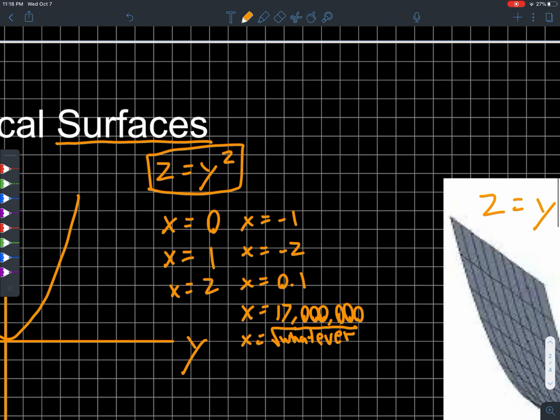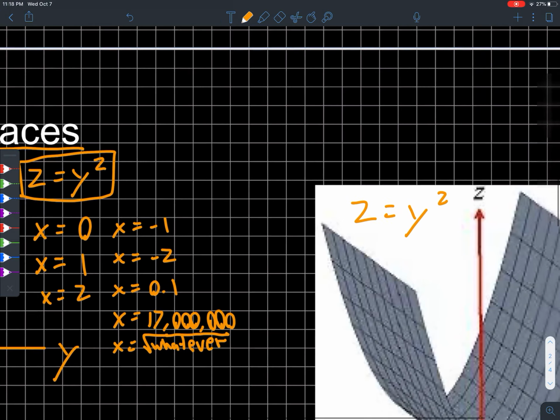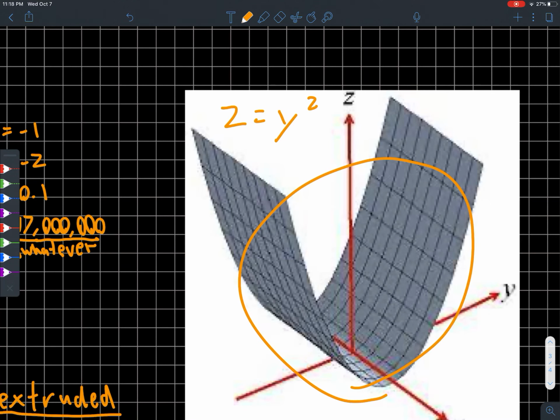So here, this parabola is defined by z and y. Therefore, we can extrude z equals y squared along the x-axis, and we get this shape right there.